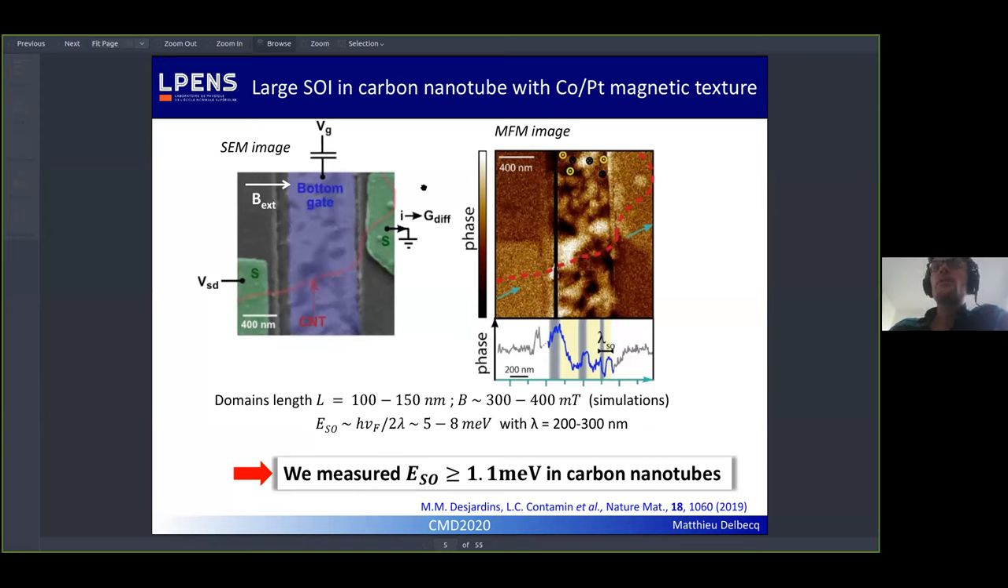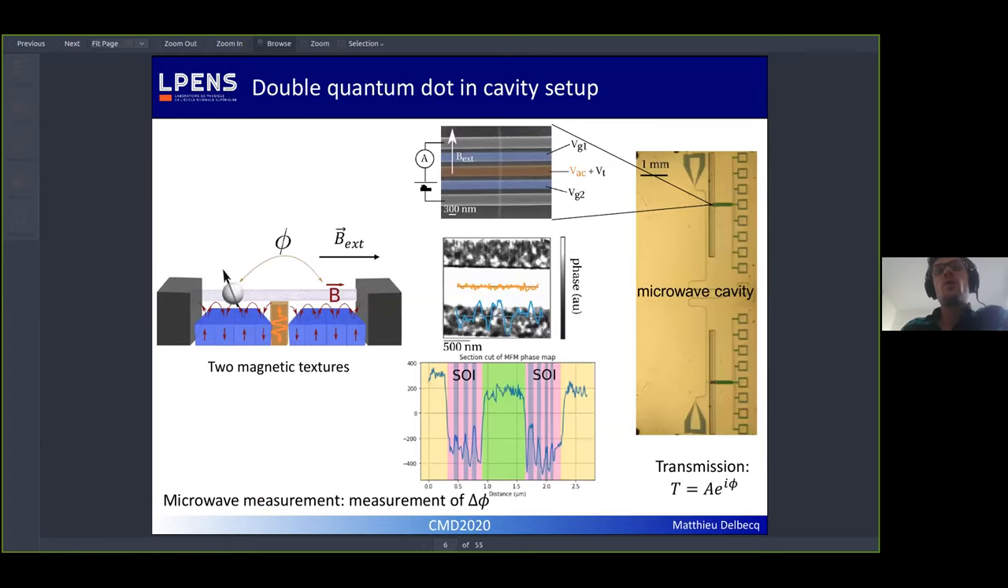So it should be therefore straightforward to just add a second magnetic texture gate in order to try to induce in the same carbon nanotube two different regions with different spin-orbit interaction. And so this is what we wanted to realize, to make more advanced devices for revealing Majorana zero modes.